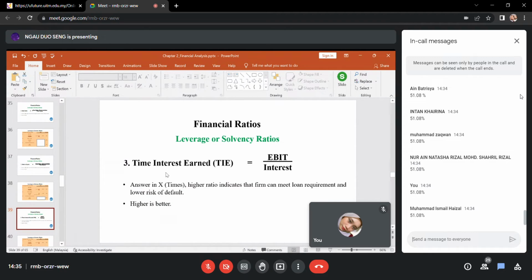So answering in times, a higher ratio indicates that the firm can meet loan requirements, meaning it can pay the interest, at least pay the interest, and has lower risk of default. So higher is better. Higher meaning you have more money to cover your interest. Sometimes they call it cost of finance, finance cost, right? But it is the same, interest or finance cost. All right, so you calculate.